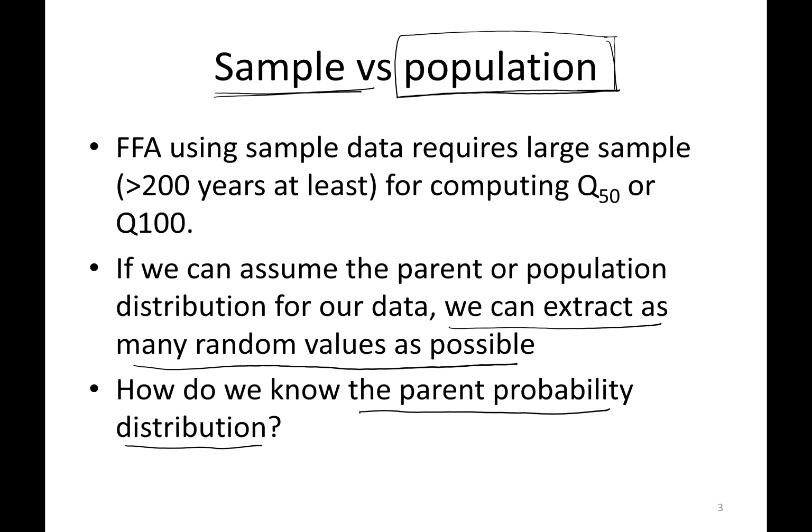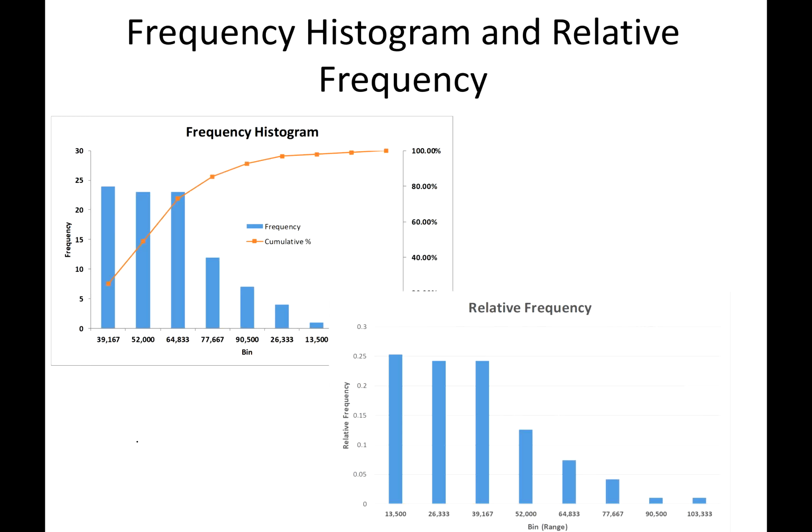So the question that we want to first answer is, how do we know what the parent probability distribution looks like? To do that, we can actually use our sample and see how it looks. So here I'm showing you a frequency histogram that you can create from the sample data. And instead of explaining what this is, I can actually show you how I created this, and then from there we will go to the probability density function discussion.